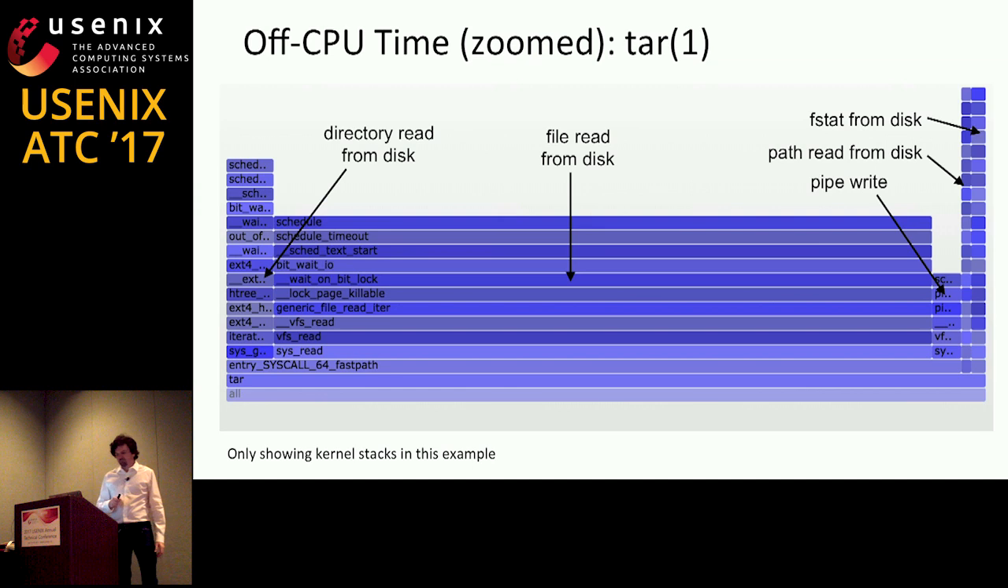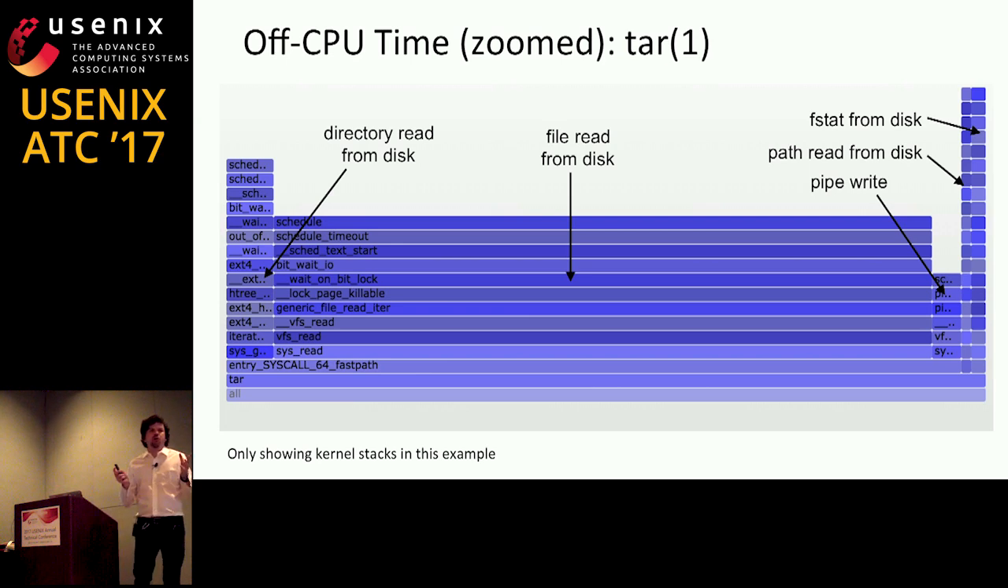Zooming in. So on the left, at the bottom it says it's the tar command. On the left I can see maybe 5% of my time, tar was blocked doing directory reads, because I can browse that stack trace. In the middle, tar's doing file reads from disks. So I can see VFS read, generic file read iter, and then it's going into disk I/O. And on the right, there's these thin paths of doing other types of reads.